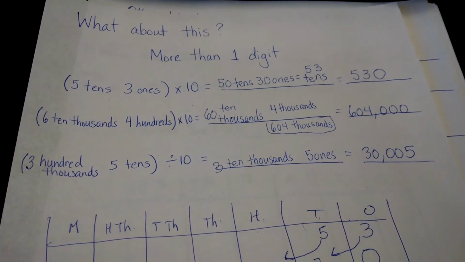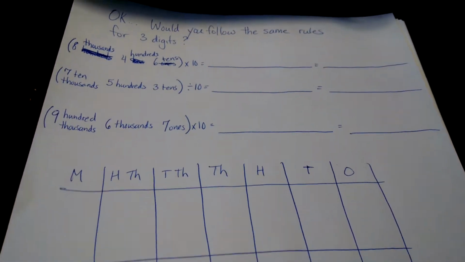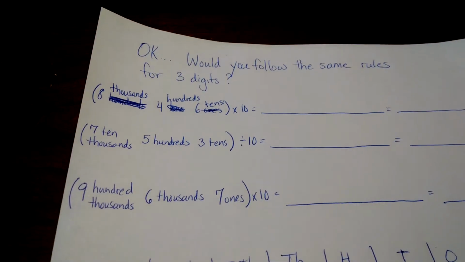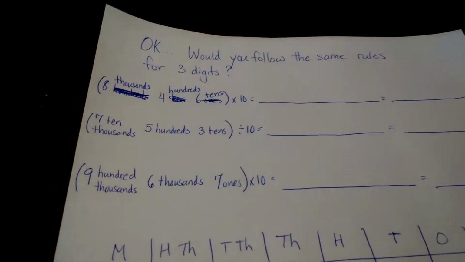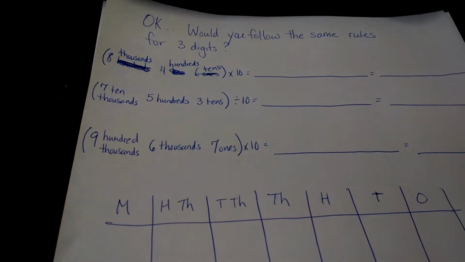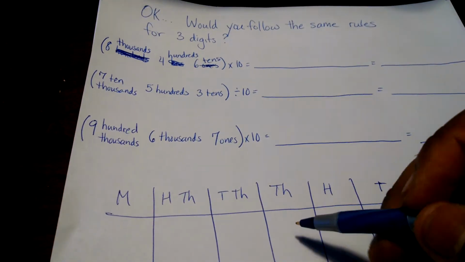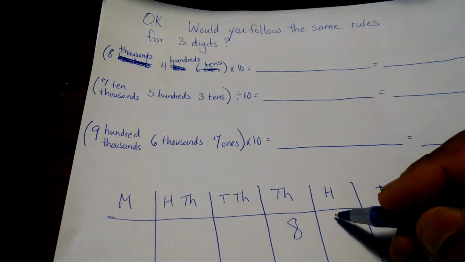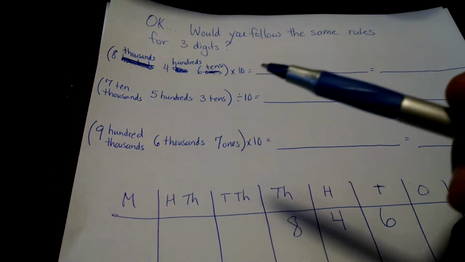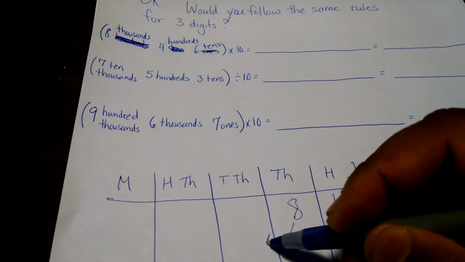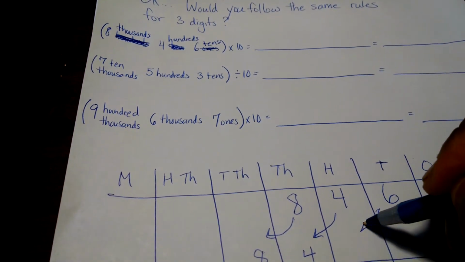Okay, so that's 2 digits. All right, now what if there were 3 digits? Would the rules apply? Of course they will. The rules aren't going to change. So we have 8,000s, 400s, 6 tens times 10. I'm going to plug in my values here. And I'm multiplying by 10, so everything moves one place to the left.